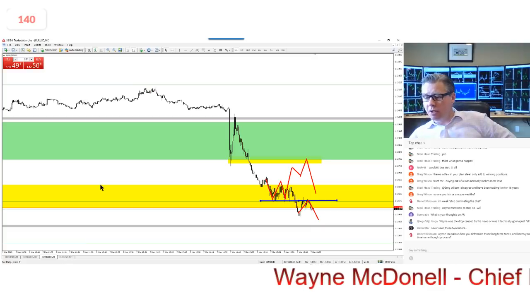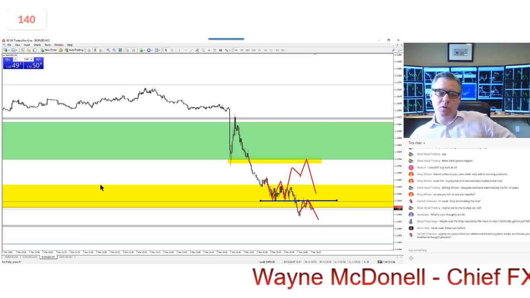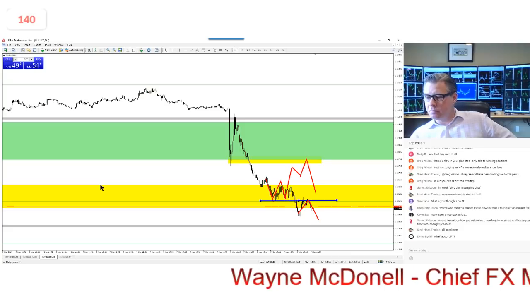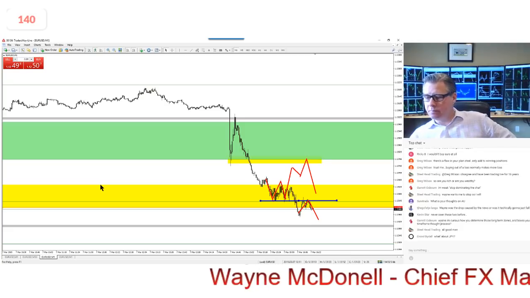Those are pivot points, Garrett. So I use monthly pivots, weekly pivots, and daily pivots. Yeah, cool. Right on, Steel.